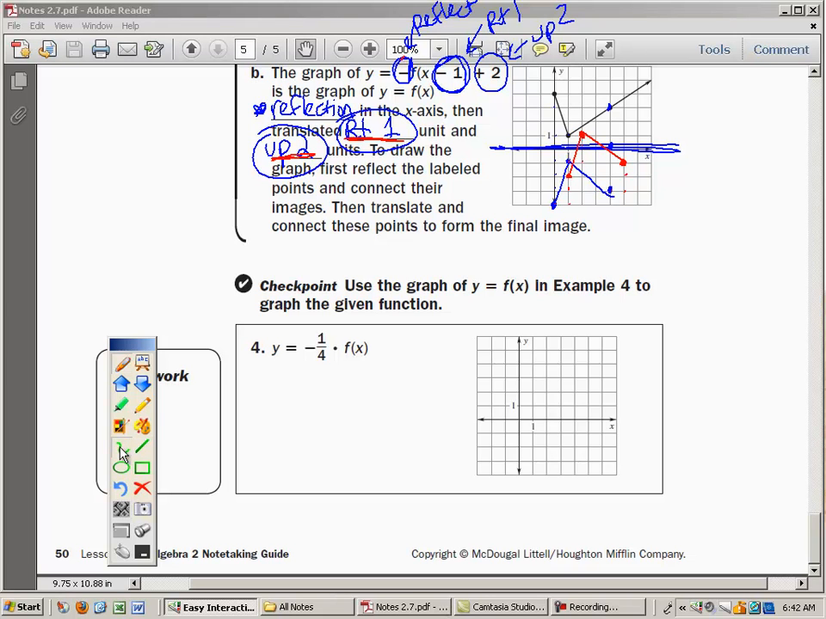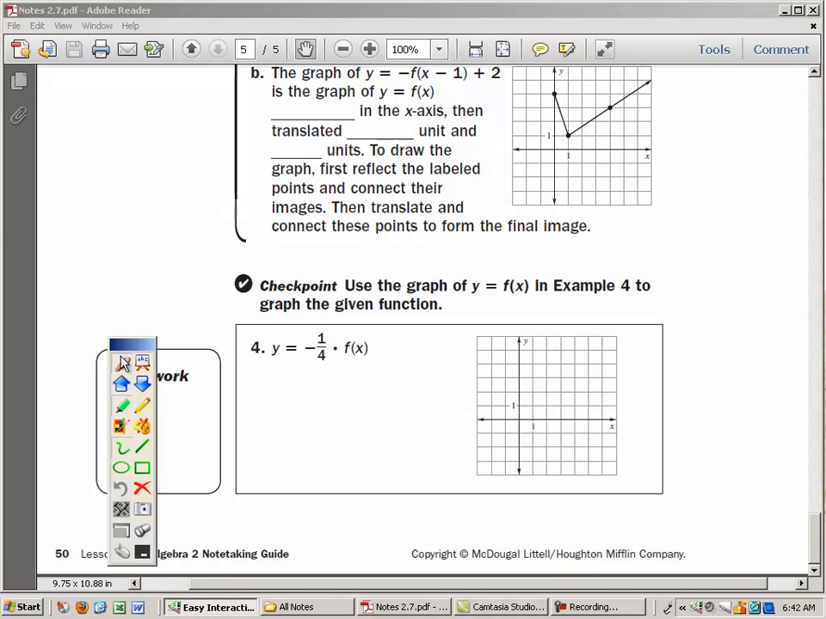Once we reflected across the x-axis by doing the negative, that gave us our blue graph here. And then we followed the negative 1 plus 2, and that moved it right 1 and up 2. So from there we went each point right 1, up 2. All right. The last checkpoint problem, you can go ahead and try on your own. Pause your video, give that a shot, and then we'll be right back and taking a look at this example.